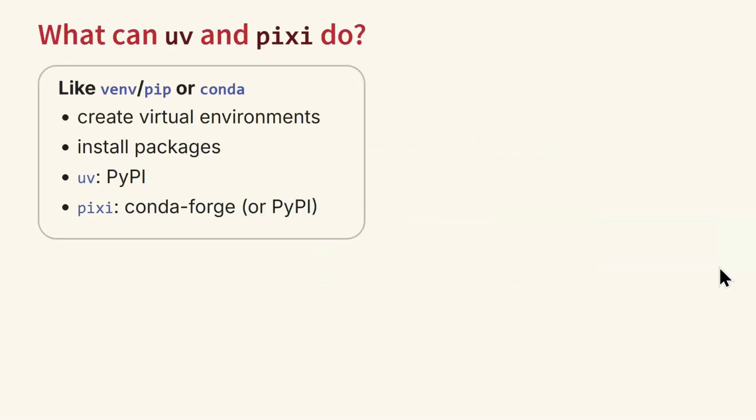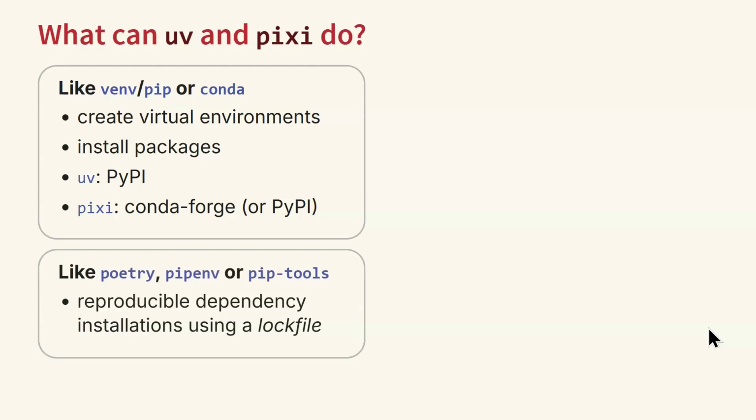So first of all, what can UV and pixi do? Well, they share functionality with a number of other tools, some of which are built into Python or your package manager. But then there are some more sophisticated dependency management tools that some of you may well use, and I'll show how they compare. So like the traditional venv and pip combination or conda, they create virtual environments and install packages. If you're only working with PyPI packages, then I would advise you to use UV. If you're in the conda ecosystem and you want to work with conda-forge, then use the pixi tool.